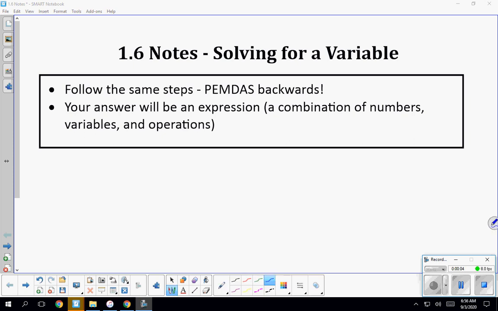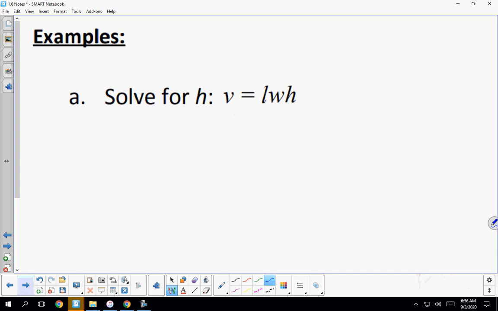In this video, we're going to talk about how to solve for a variable if we have an equation with more than one variable. So there's nothing different. It's just going to look a little more complicated because we have fewer numbers and more variables. So we still follow the same steps. We're still following PEMDAS backwards. We're still isolating a specific variable. Our answer, though, will not be just a number. It's going to be an expression, which means it's going to have more than one variable in it, operations, things like that.